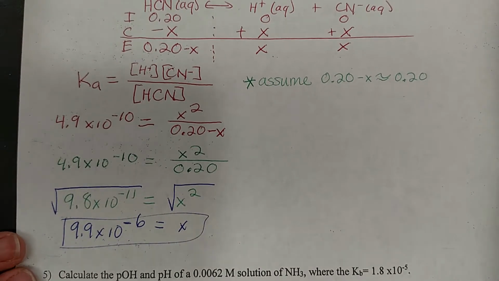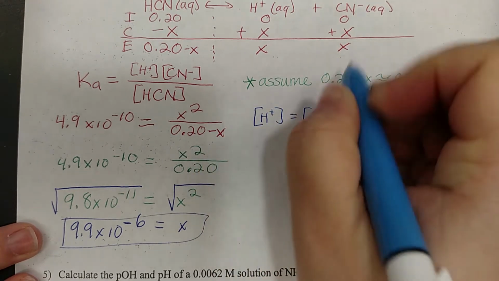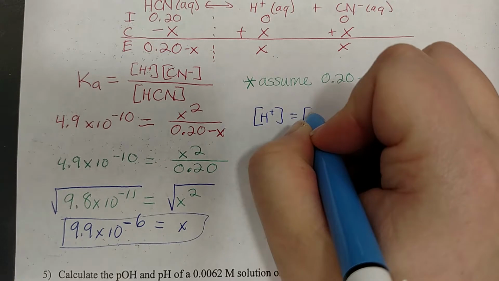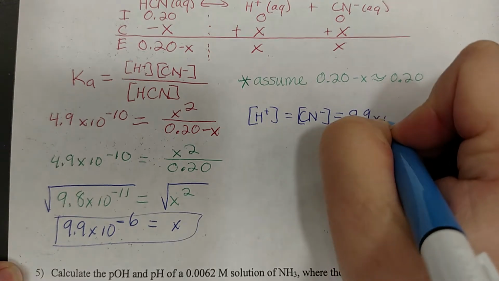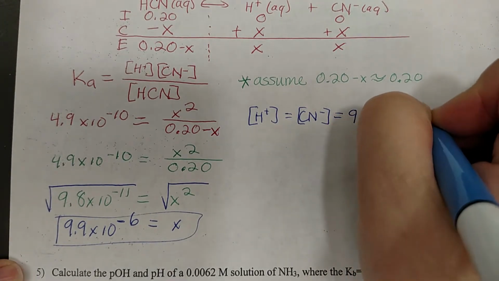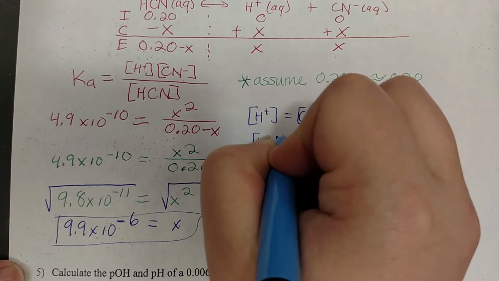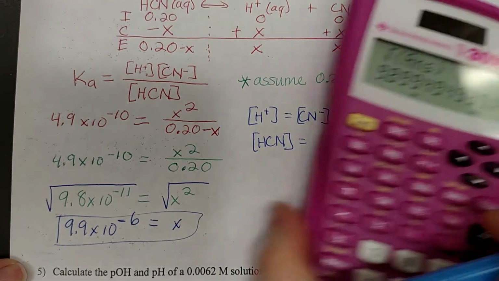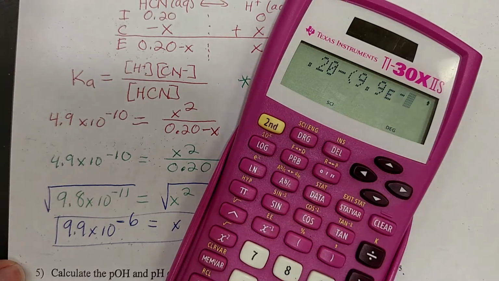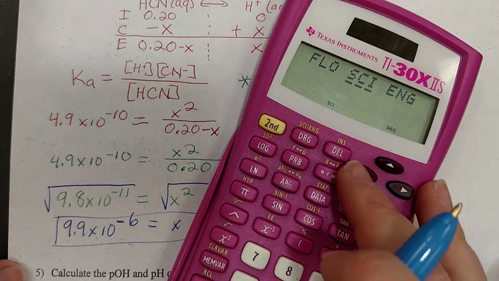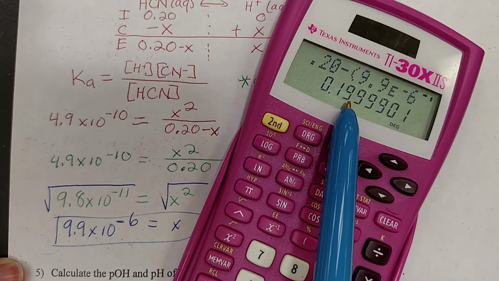There we go. So now we want to state that our hydrogen ion concentration and our cyanide ion concentration are equal to our x value, so 9.9 times 10 to the negative 6 molar is our concentrations. Our HCN, we can say we've got 0.20 minus 9.9 times 10 to the negative 6, so we get 0.19999. If we were to round this to two sig figs, we still get 0.20.